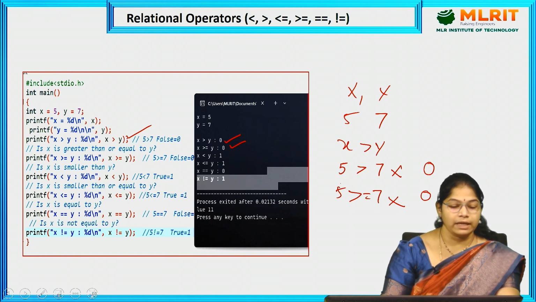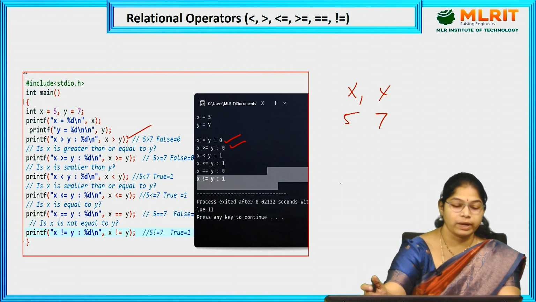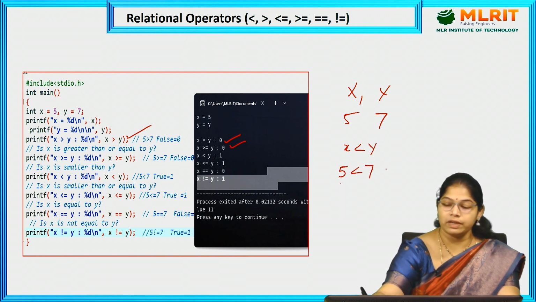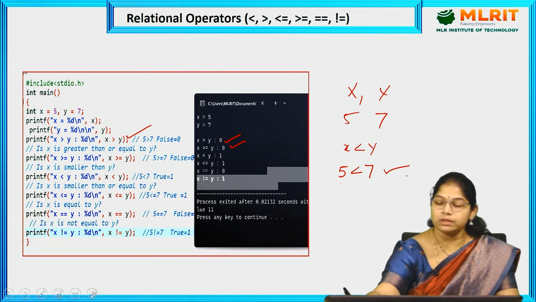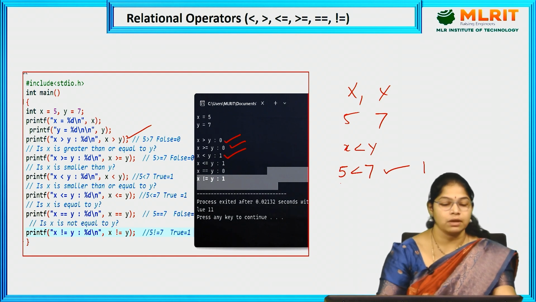Then printf x less than y, where x value is 5 and y value is 7. Here we have an expression x less than y, where x is 5 and y is 7. 5 less than 7, yes, 5 is less than 7, the condition is true. If it is true, it is represented with the binary value 1. So here we got the output as 1.